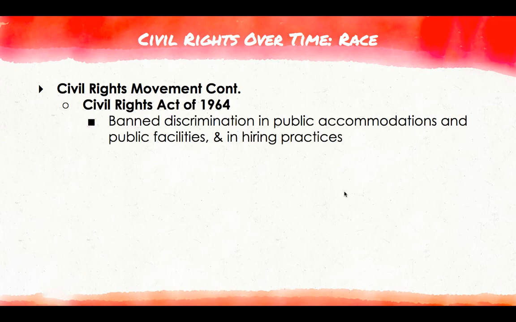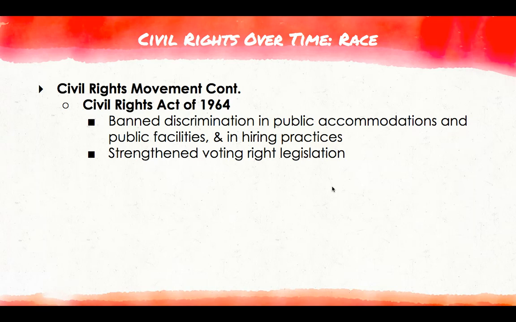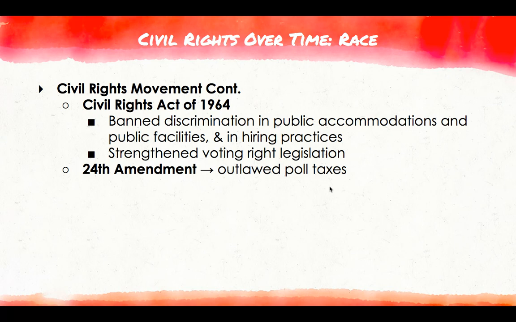Now, in 1964, Congress is going to respond to the civil rights movement by passing the Civil Rights Act of 1964. And this is going to do a couple of things. It's going to ban discrimination in public accommodations, public facilities, and in hiring practices. And it's going to strengthen voting rights legislation. So open things up a little bit more to people of color over time. We're also going to see the 24th Amendment being passed that's going to outlaw poll taxes or fees that were required to vote, which minorities and people of color could often not pay, so therefore they could not vote.